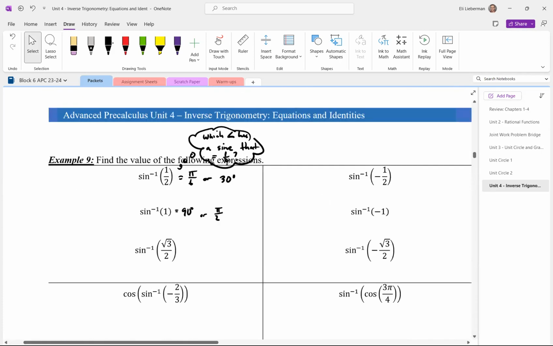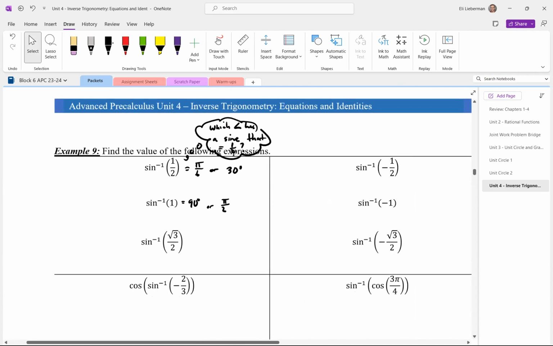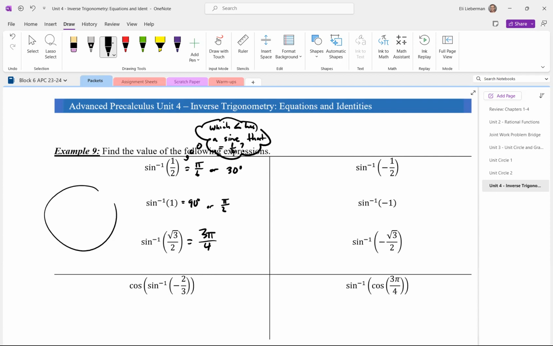And sine inverse of root 3 over 2. Natalie, what did you get? So 3pi/4. Okay, are we okay with this? No, what's wrong with this? That's the wrong quadrant. It's got to be in the first or fourth. It has to be. So I think you have the right y value.